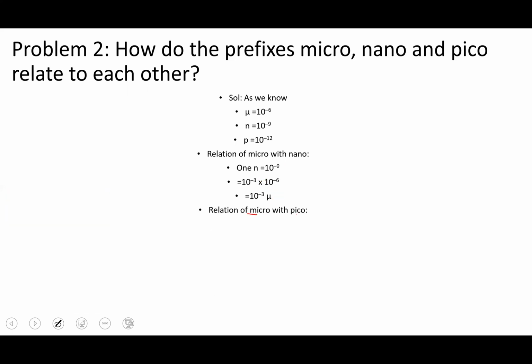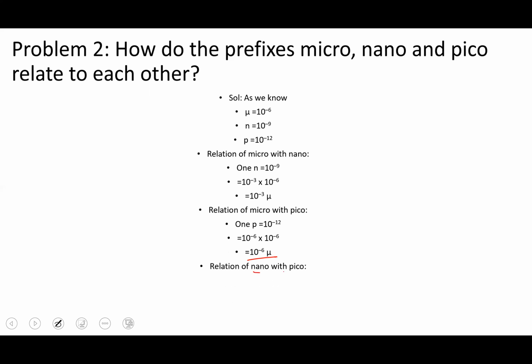Similarly, the relation of micro with pico: 1 picometer is equal to 10 to the power minus 12. So it is written as 10 to the power minus 6 into 10 to the power minus 6. So instead of writing 10 to the power minus 6 two times, we can say one time it is micro. So it can be written as 10 to the power minus 6 micro.